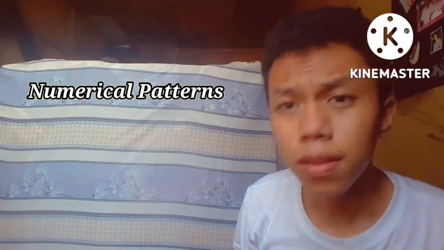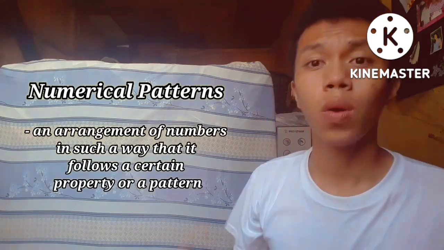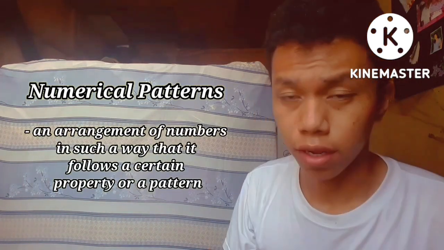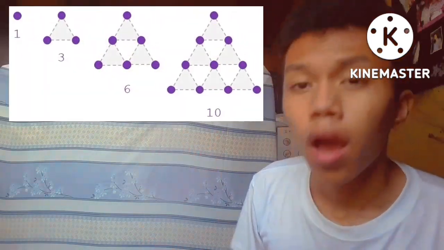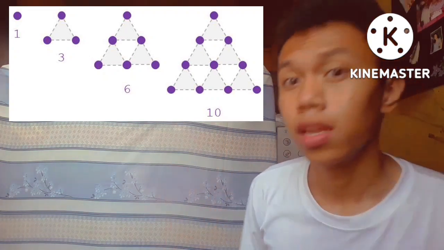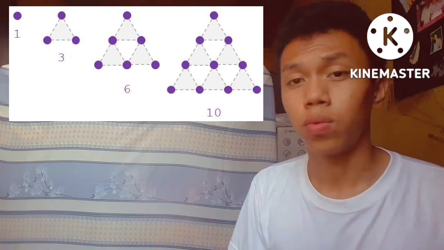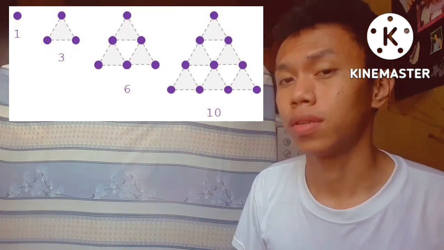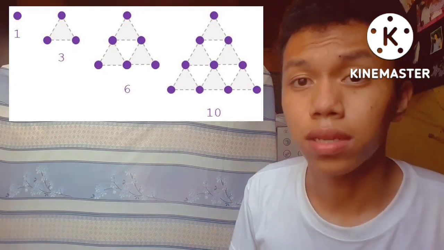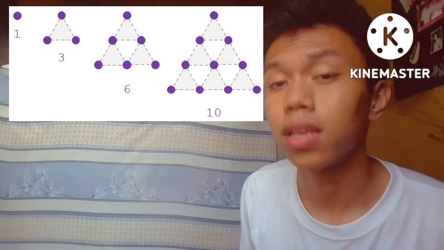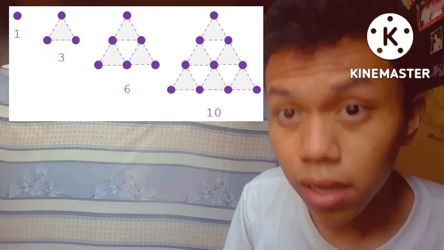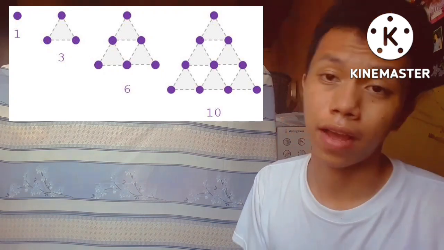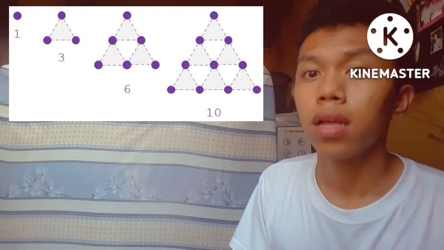Numerical patterns. Numerical patterns are arrangements of numbers in such a way that it follows a certain property or a pattern. Try to look at this example. As you can see, one dot was added to two dots and that results in three dots. And then the three dots was added to another three dots and that results in six dots. And then the six dots was added to four dots and that results in 10 dots. It seems that each succeeding number is added by a counting number, which is 1, 2, 3, 4, and 5. And that results in our final pattern, which is 10 dots.